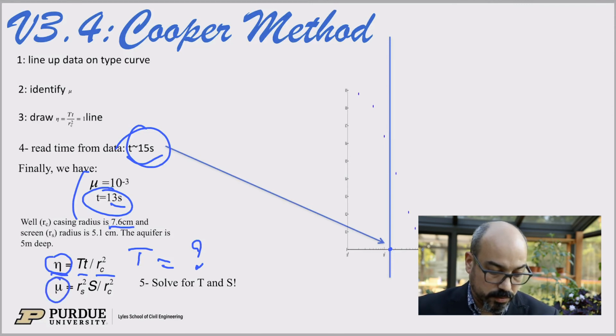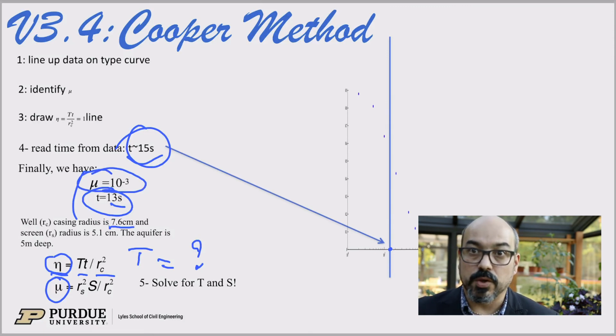Similarly, we know mu, right? Mu was 10 to the -3 right here. So we have mu 10 to the -3. We know what the screen radius is. We know what the casing radius is. So the only unknown now is S, the storativity. So we can calculate the transmissivity and storativity for that aquifer.